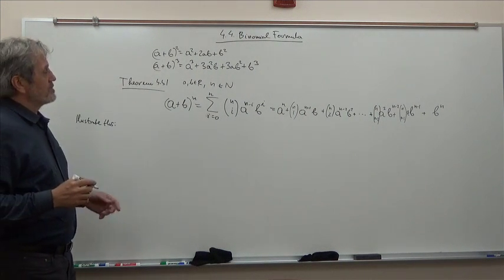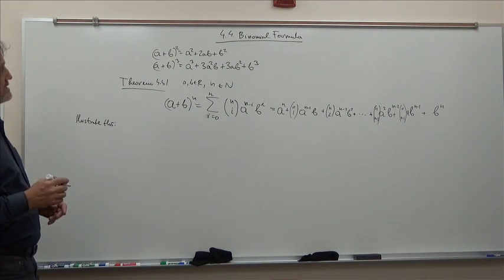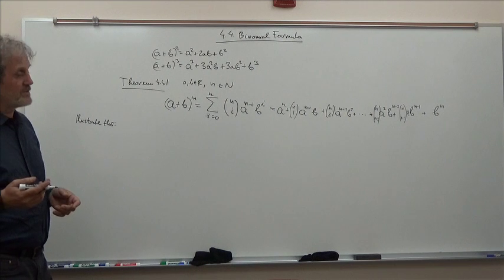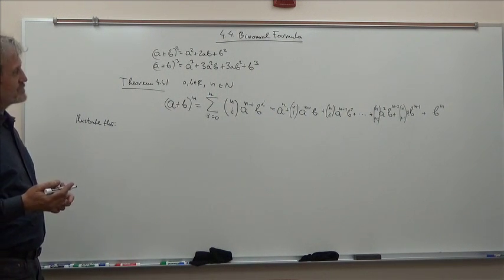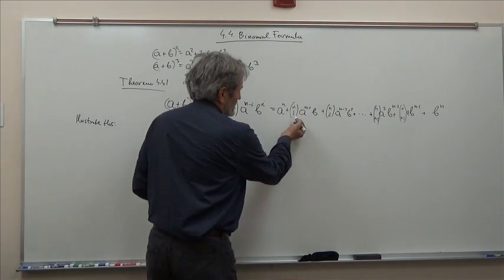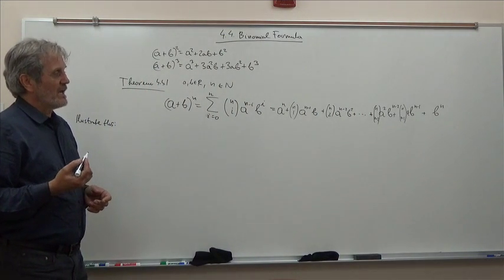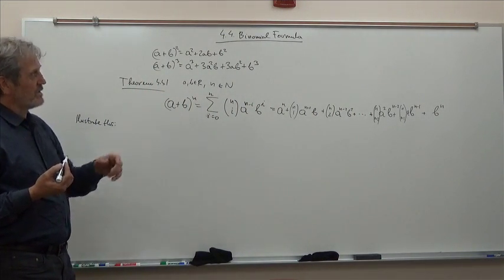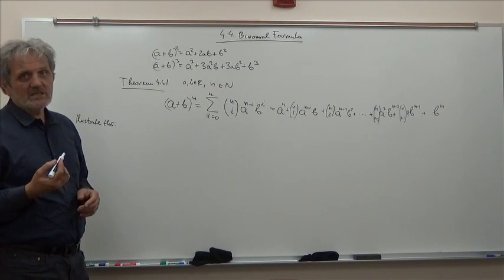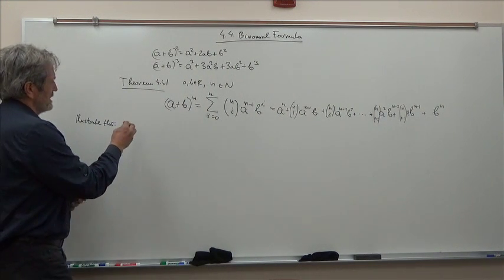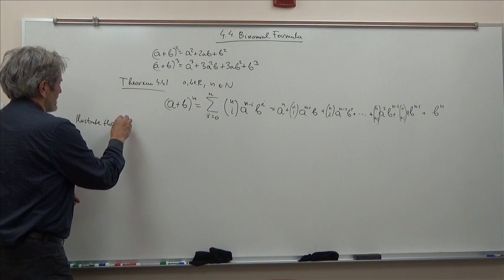So we saw what (a plus b) to the cube looks like, and then (a plus b) to the fourth. We can use the formula for that one. But you see that here we need to calculate tons of these binomial coefficients. And one way to get all these binomial coefficients is to use Pascal's triangle. And how does that work? So, Pascal's triangle.